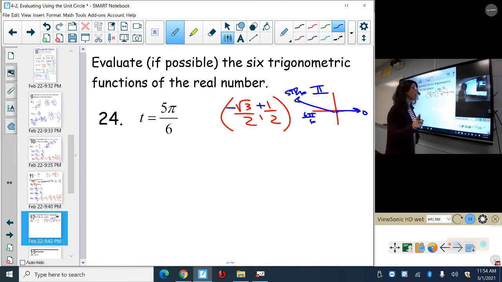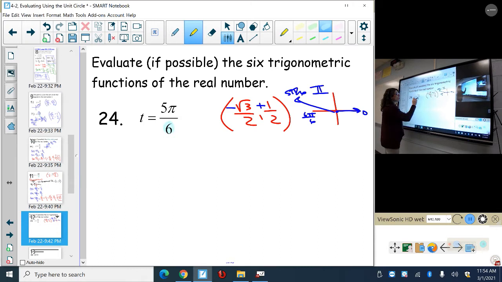Do we see how I did that? I want 6 pi over 6 here. I only need 5 of them, so that puts me slightly above it in quadrant 2. And that's going to give me a negative square root of 3 over 2, positive 1/2. Okay? How did I know it was the square root of 3 over 2, 1/2? Because that's the denominator of 6, and that's the ordered pair that corresponds to a denominator of 6.